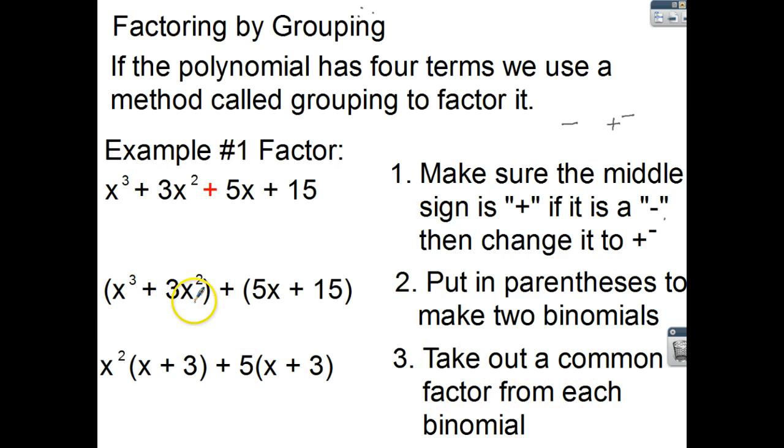binomial. So in this one on the left here, we notice that both of these have x, and the smallest power of each of these is to the second power. So that's the common factor. So when we take x squared out of x cubed, we're left with x to the first. When we take x squared out of 3x squared, we're just left with the 3. Now here, we factor out a 5, because a 5 is a factor of both of these, so the 5 comes out, and we're left with x plus 3 here.